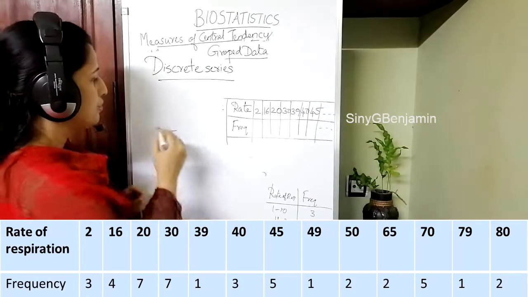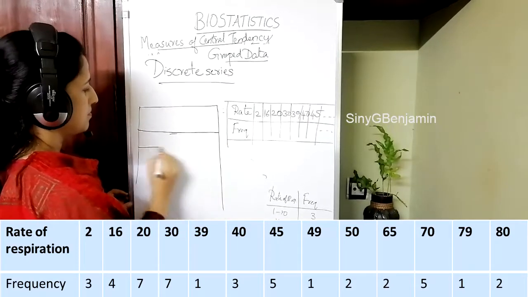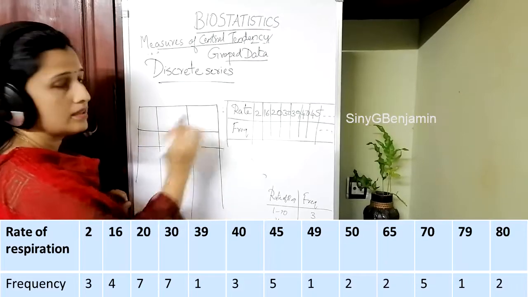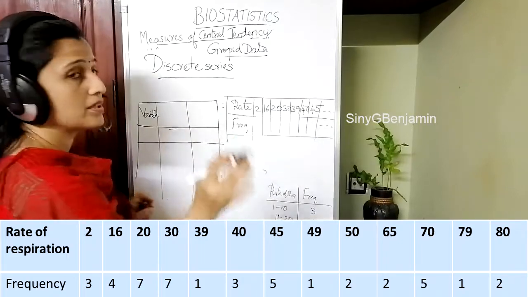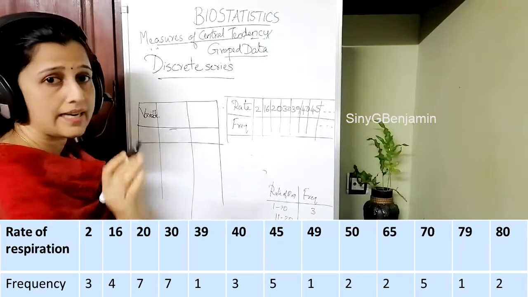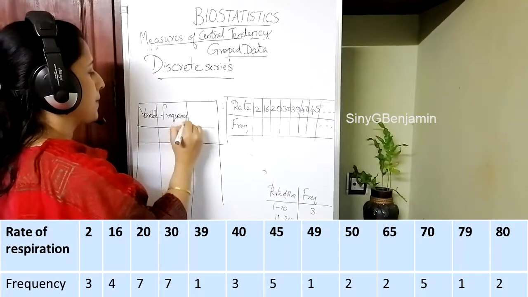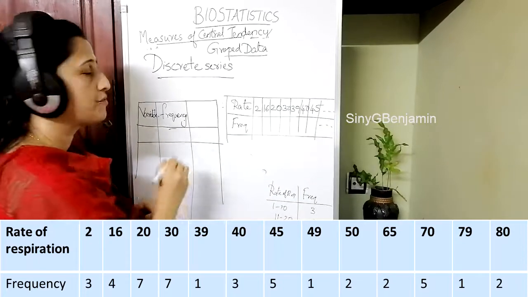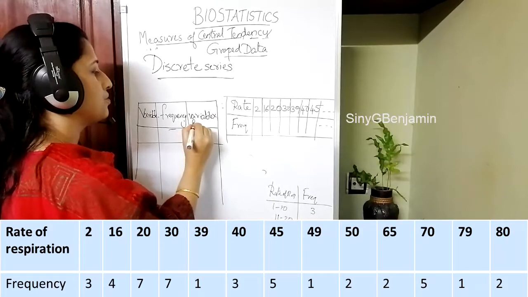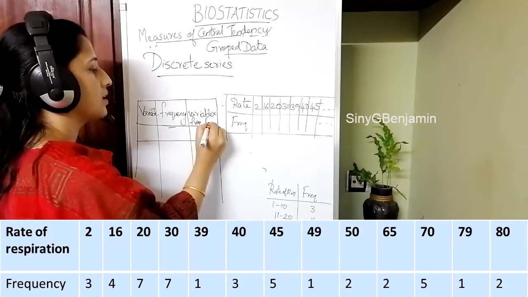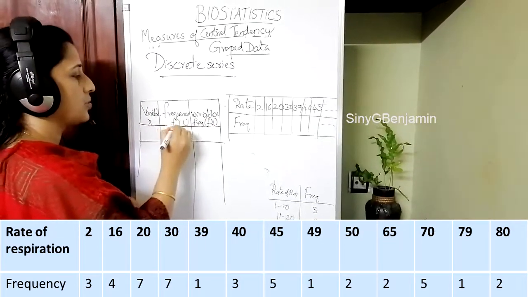That is, we have to make a table with 3 columns. The table is shown here. The first column is for the variable, then next is frequency, and the third column is variable into frequency, that is f into x. This is x and frequency f.